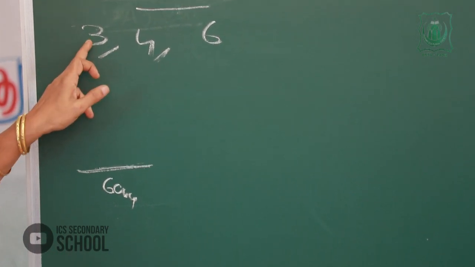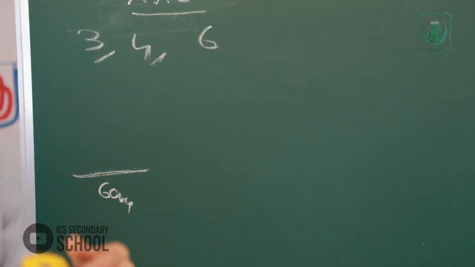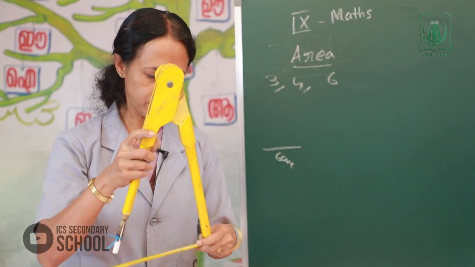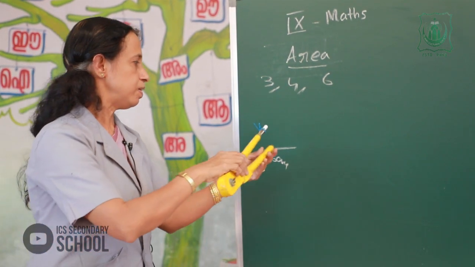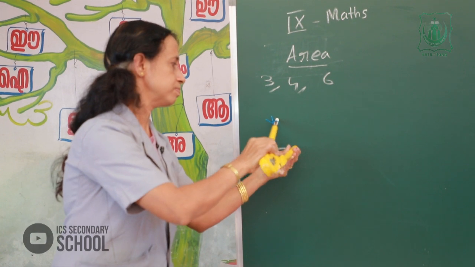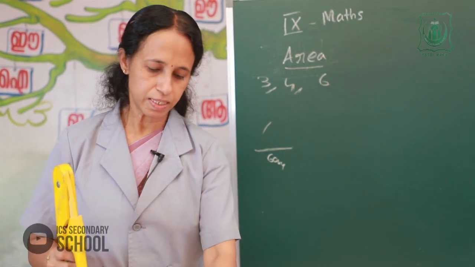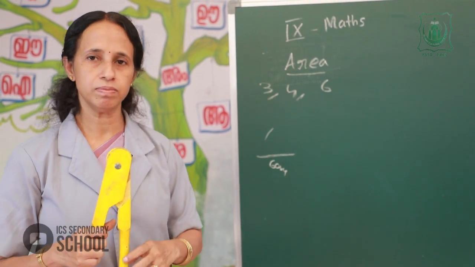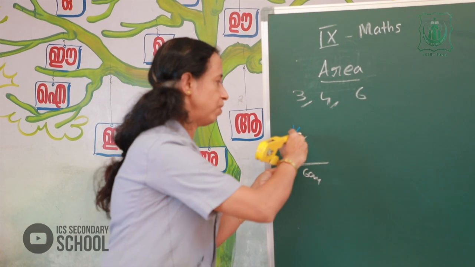Next, the other sides 3 and 4. Measure 3 centimeters on the scale and draw an arc. Then measure 4 centimeters and draw an arc.